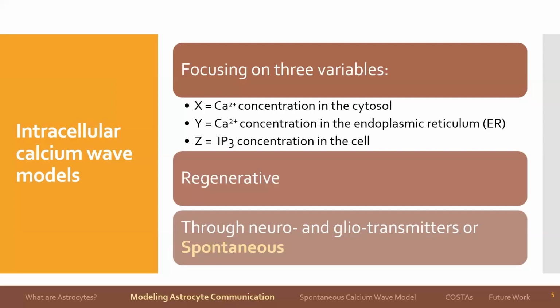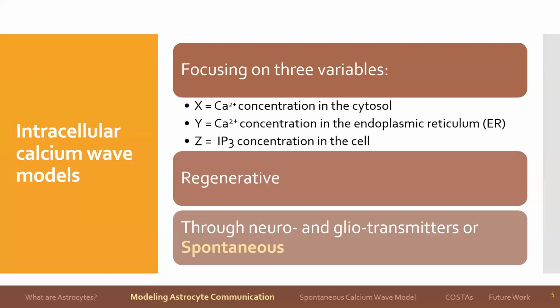Calcium waves, we will be focusing on 3 different variables. We have the calcium concentration in the cytosol, which is in the cell body, and that's denoted by X. We have the calcium concentration in the ER, or the endoplasmic reticulum, which is an organelle in astrocytes that stores calcium, and that's denoted by Y. And then we have IP3 concentration, which is a messenger molecule, once again in astrocytes, and that's denoted by Z. That IP3, I will show you in the diagram later, but that IP3 actually triggers the release of calcium, and it causes these waves. But once again, I will talk about that a little bit later.